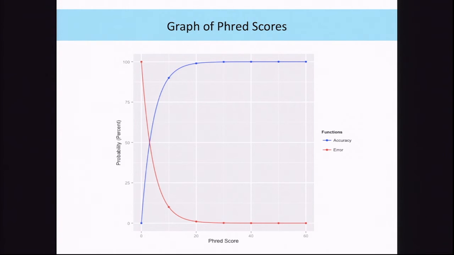We see the Phred scores, yes. So as the accuracy of the sequencer's confidence goes up, we have a higher Phred score. That's the blue line, and of course the error rate that it believes it has is the opposite.